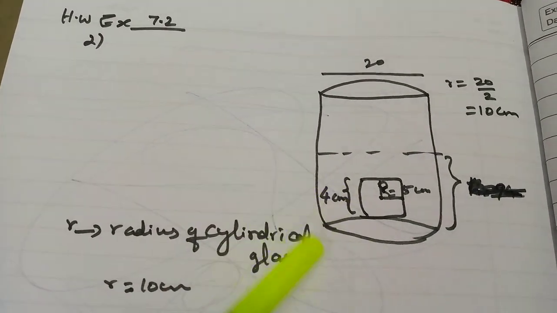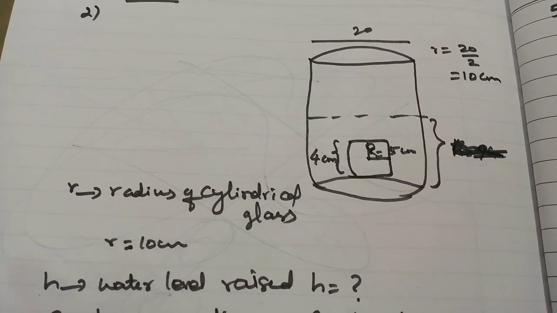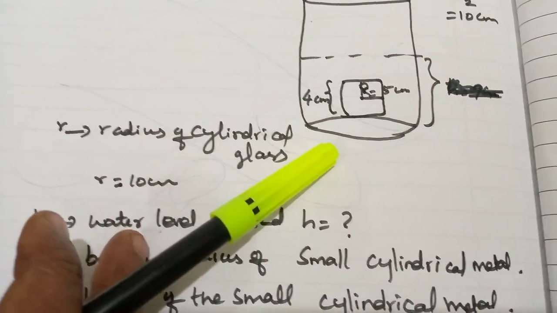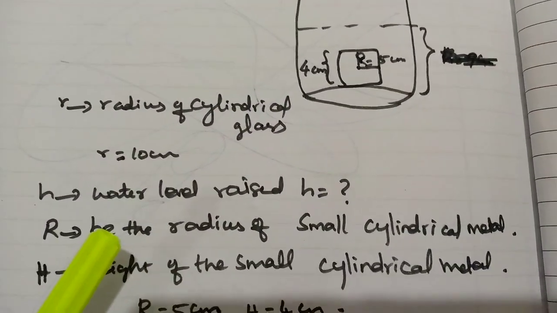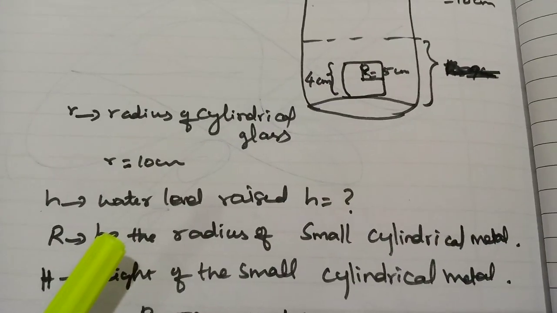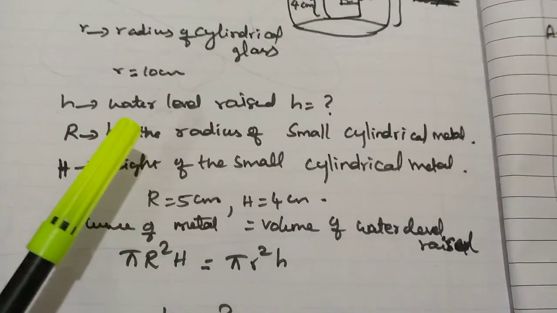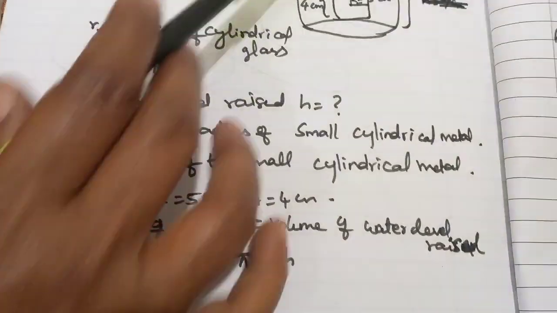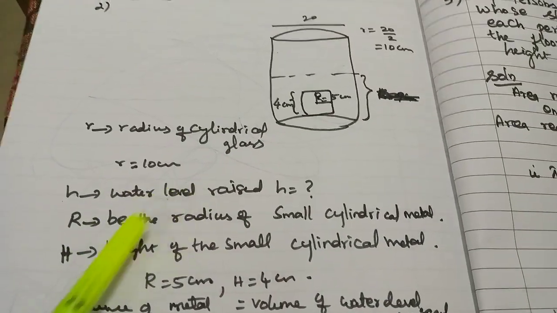How can we find out? The volume of water raised and the volume of the cylindrical metal will be equal. How much metal we are putting inside, that same volume of water level will be increased. Both volumes will be equal. What are the values given? You have to write it. Small r be the radius of the cylinder. Diameter 20 is given, so radius will be half of that, that is 10.